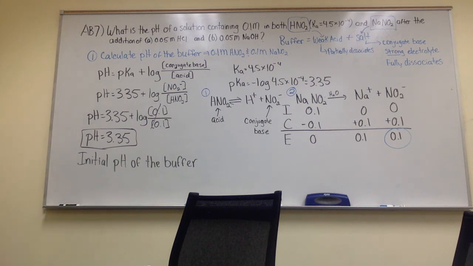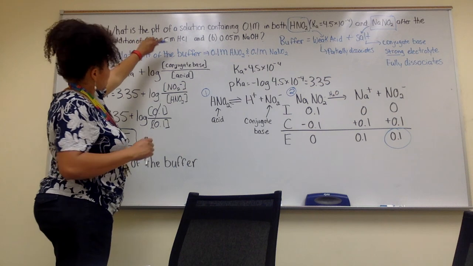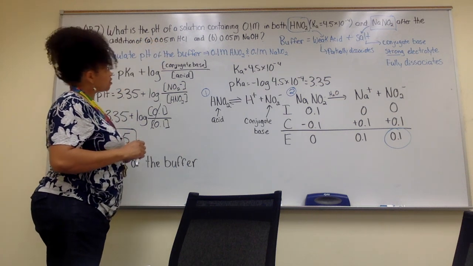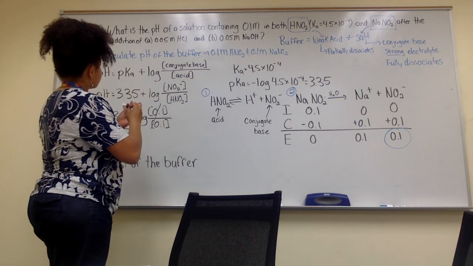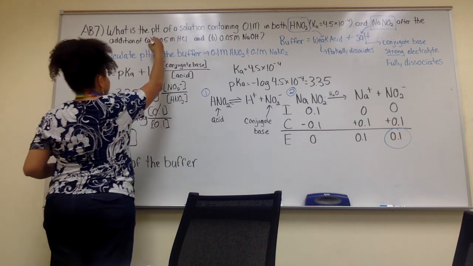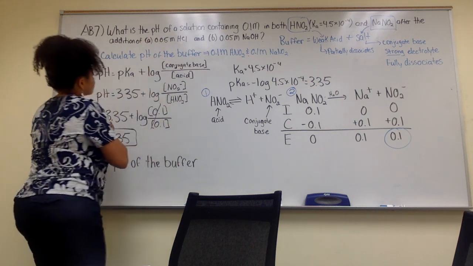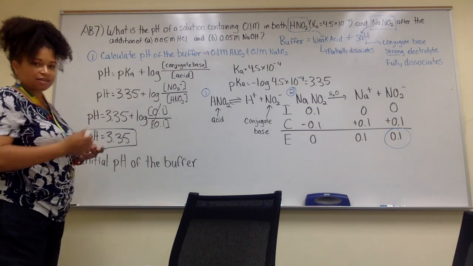Now that we know the initial pH, our next step is to consider what happens when we add some acid to it. So let's do that. This would be step 2.